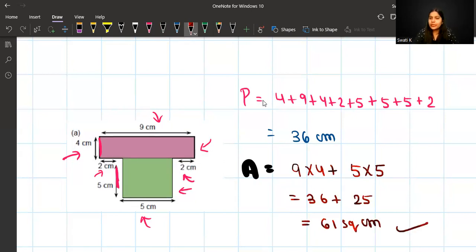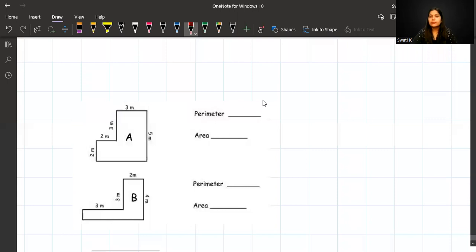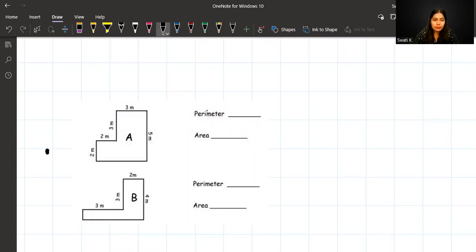Now we can quickly go to the next question. And all right, so this is the next question. We have to find the perimeter and area of the shape A and the shape B, right? So let's first find out the perimeter. So for perimeter, I'm just now taking one step ahead. I'll not write it, I'll just add it here.